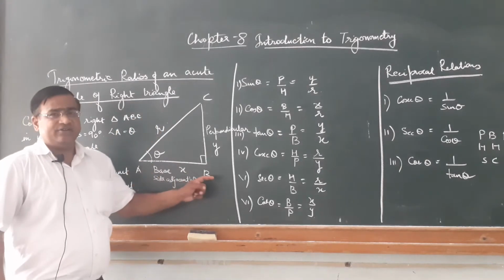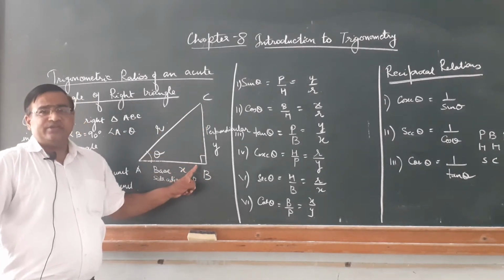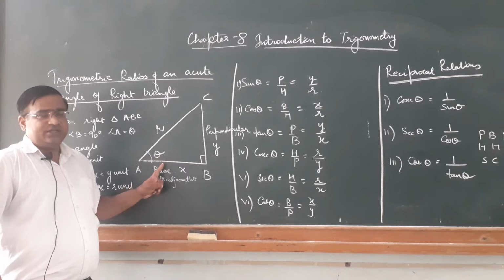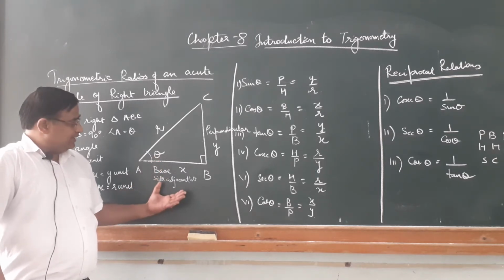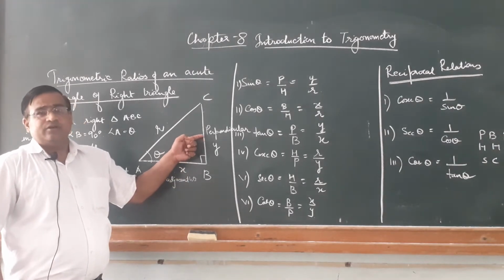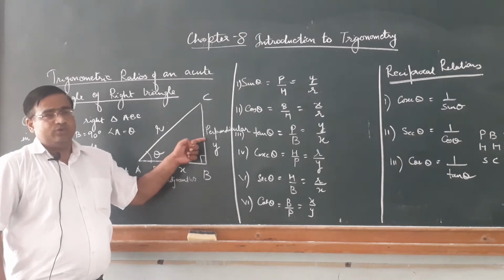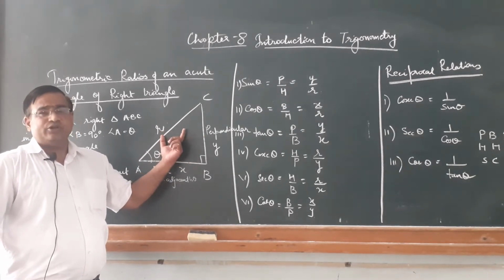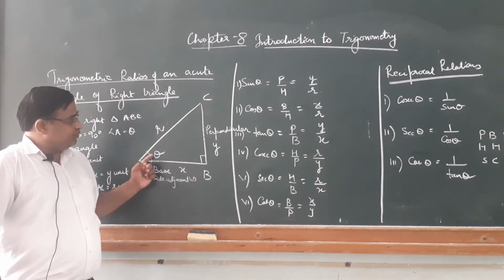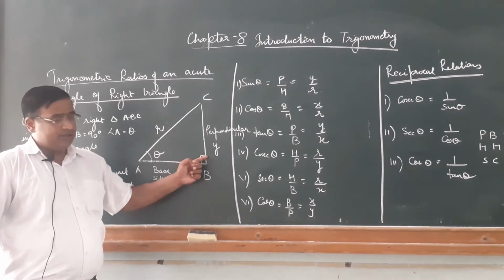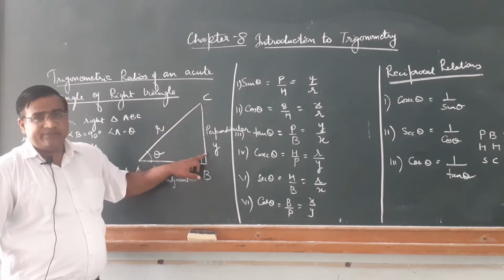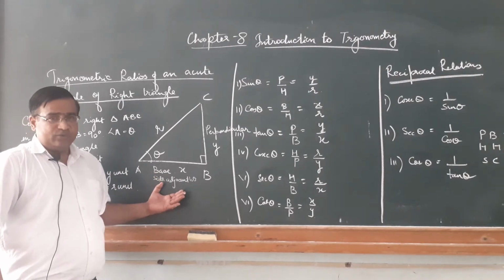For this, consider a right triangle ABC in which angle B is equal to 90 degrees. Let angle A, equal to theta, be an acute angle. Let this base AB be equal to x units, perpendicular BC equal to y units, and hypotenuse AC equal to r units. For angle A, the side BC opposite it is the perpendicular and AB is the base. For acute angle C, the base will be BC and AB will be the perpendicular.